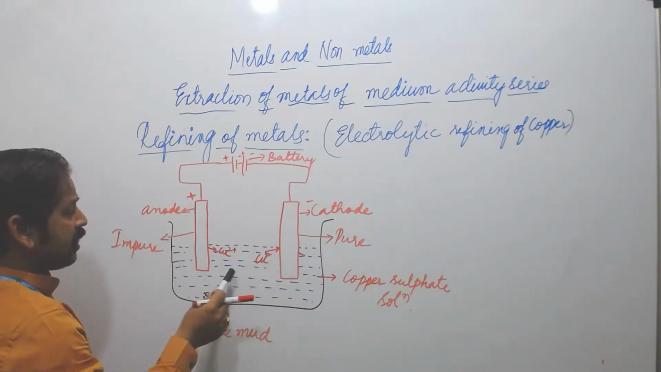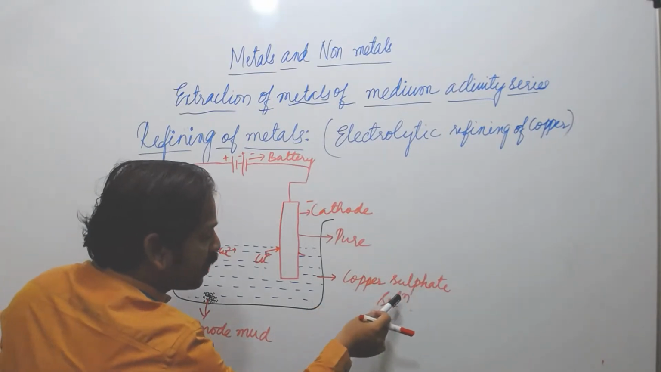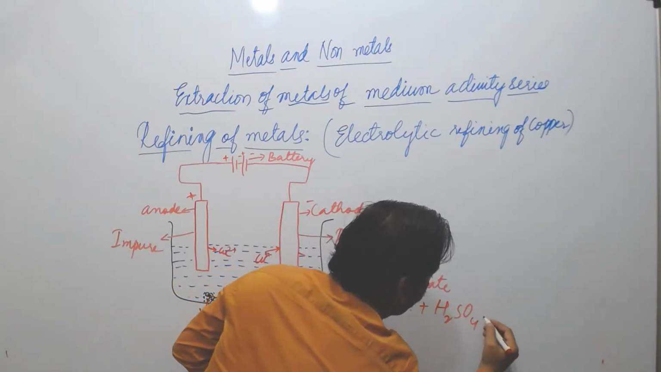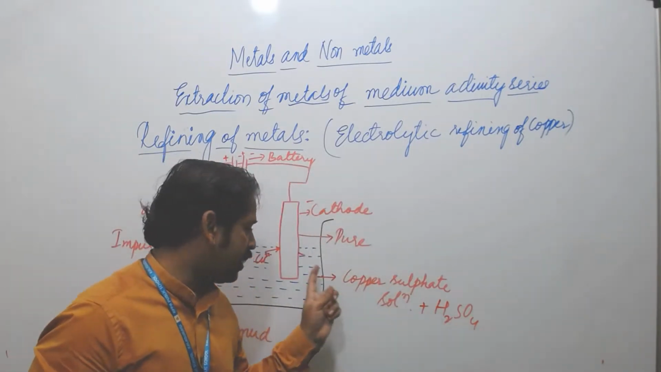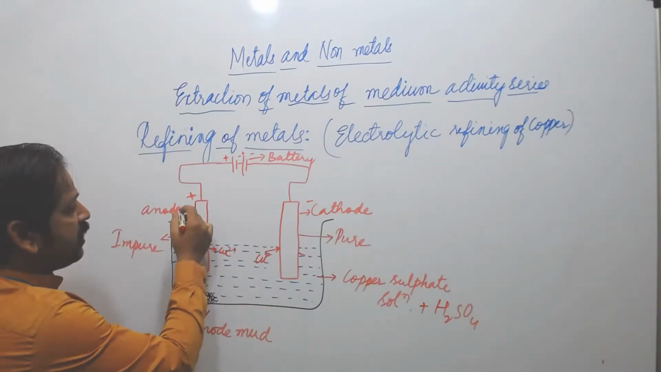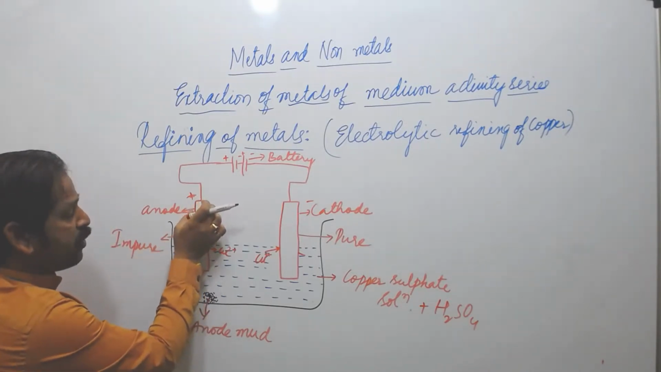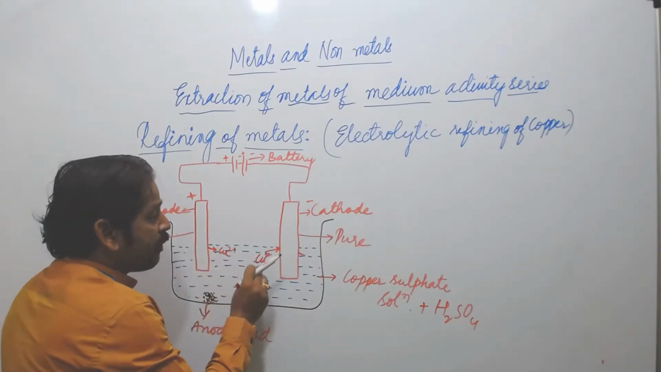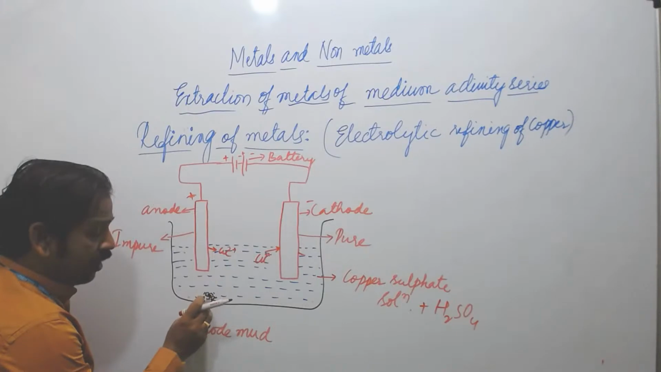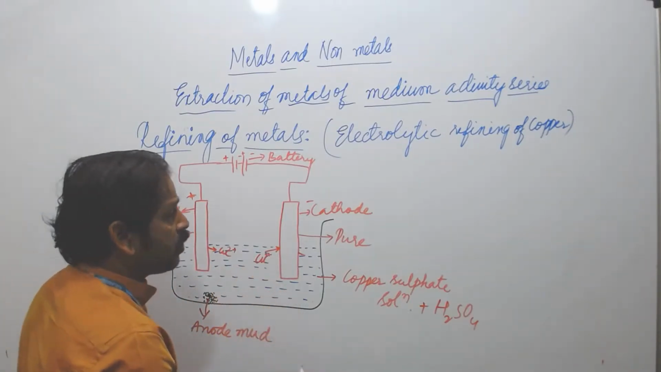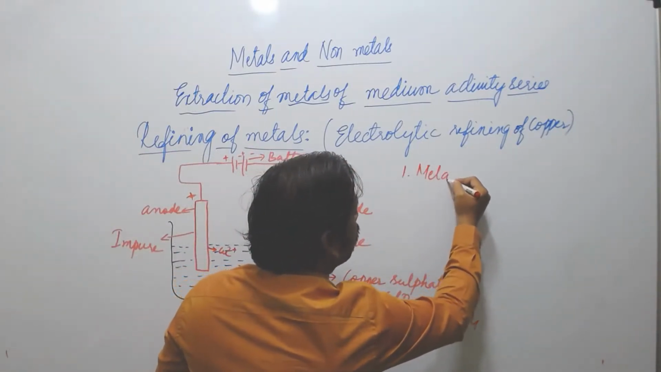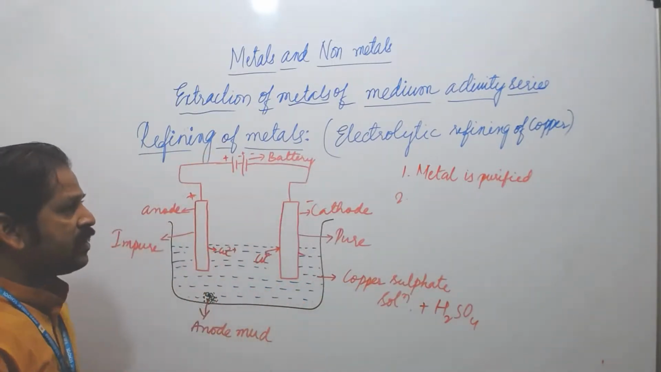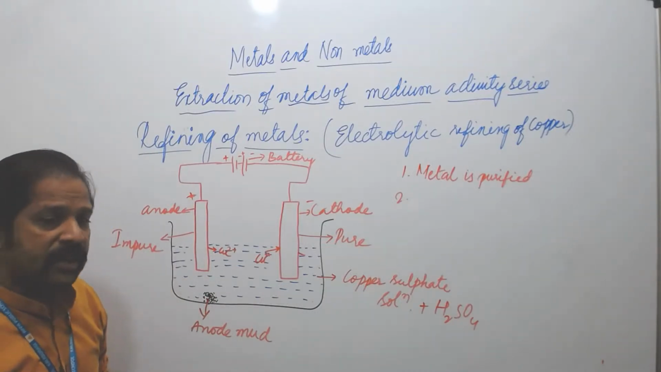A container has the chemical, that is copper sulfate solution, plus a little amount of sulfuric acid. When you pass the electricity, the impure metal deposited on the anode moves towards the solution, and the same quantity of pure copper moves towards the cathode. The remaining waste material settles at the bottom. Here we have two results. The first is that the metal is purified or refined through this electrolytic refining.